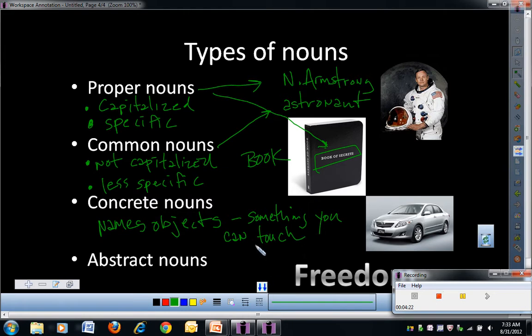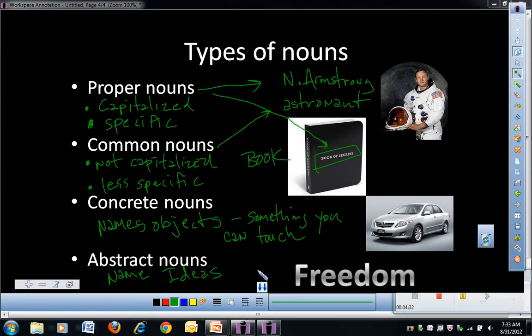And now its opposite, the abstract noun, is going to name ideas. And these are things that you can't touch. You can't really touch, ladies and gentlemen, freedom. Freedom is not something that we can see, possibly in action, but it's not going to be something that we could actually physically touch. So those are the first group of nouns that we want to talk about.